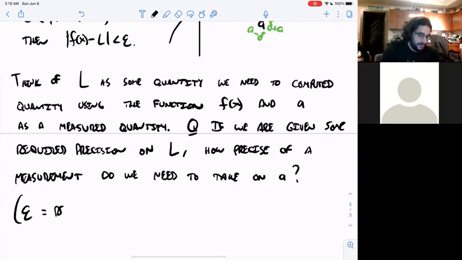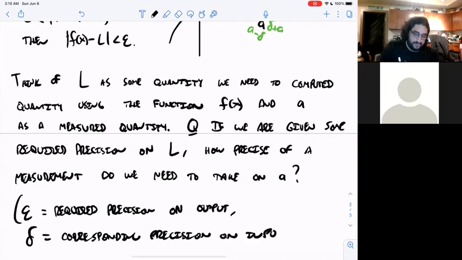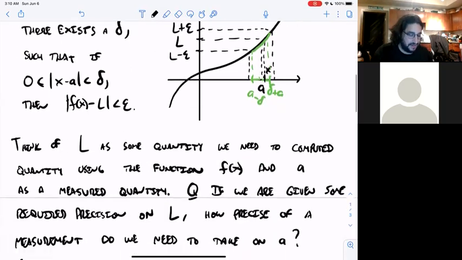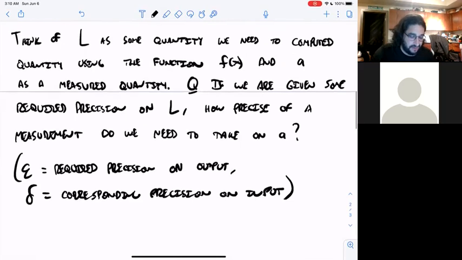What's nice here is you can think of epsilon as the required precision on the output, and delta then is the corresponding precision on the input. Obviously, this interpretation is not directly part of the definition, but I think it's a good way to think of epsilon and delta and make it a little more concrete.